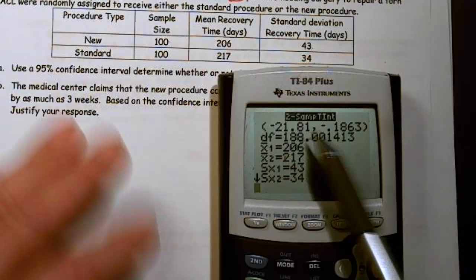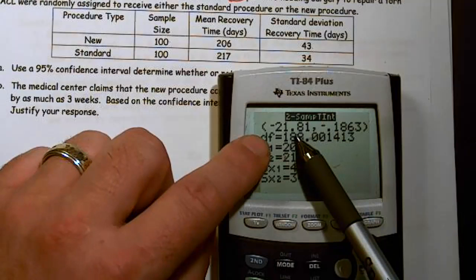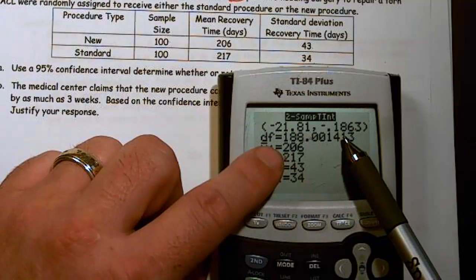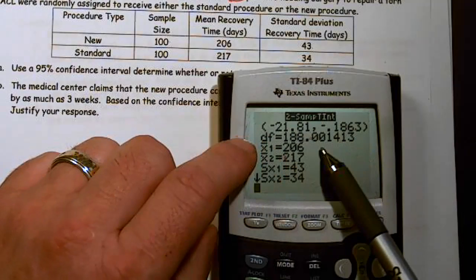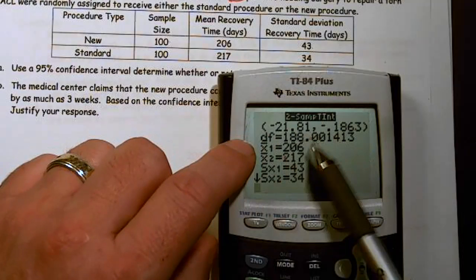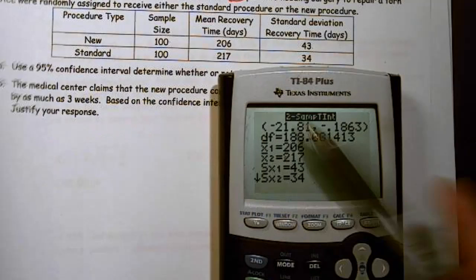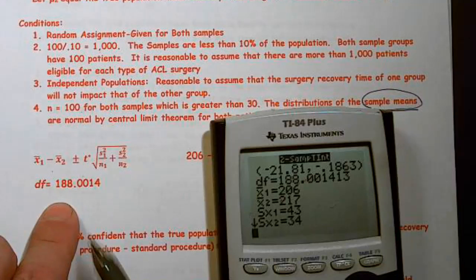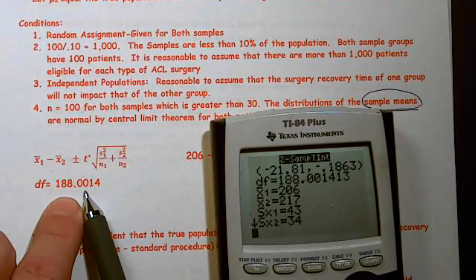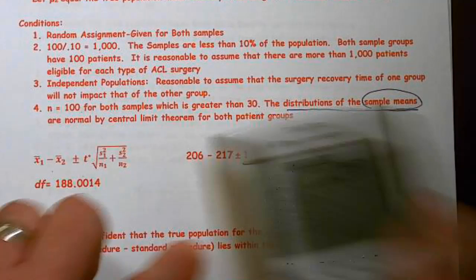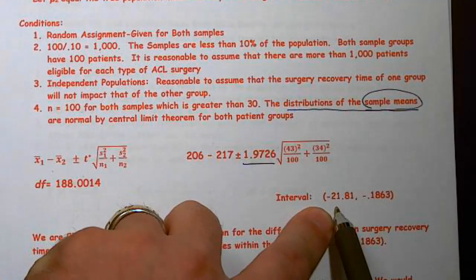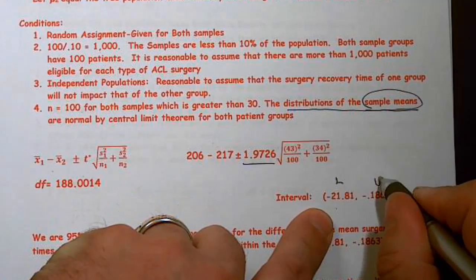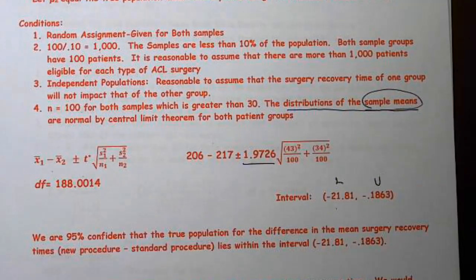All right, so at this point, I have my lower bound of -21.81 and my upper bound at -0.1863, and I have my degrees of freedom. The main reason we did this right now is we needed those degrees of freedom in order to get our T star. So there's our degrees of freedom, 188.0014. And I went ahead and wrote the interval down since I've already calculated. This is my lower bound and this is my upper bound.